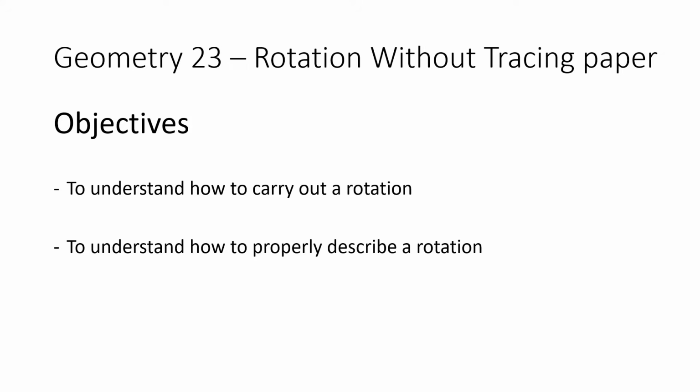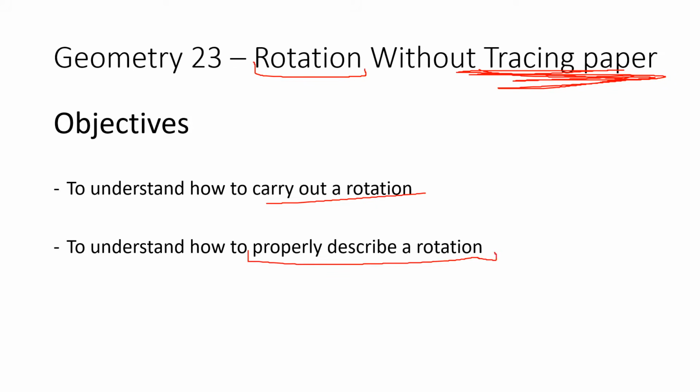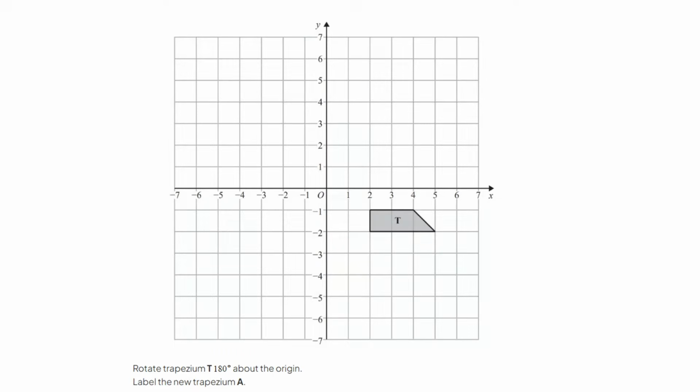Alright, continuing on, let's work on rotation, but with the caveat that we're not going to be using tracing paper. By the end of this video, you should understand how to carry out a rotation and how to properly describe one. So let's start easy. Rotate trapezium T 180 degrees about the origin and label this new trapezium A.